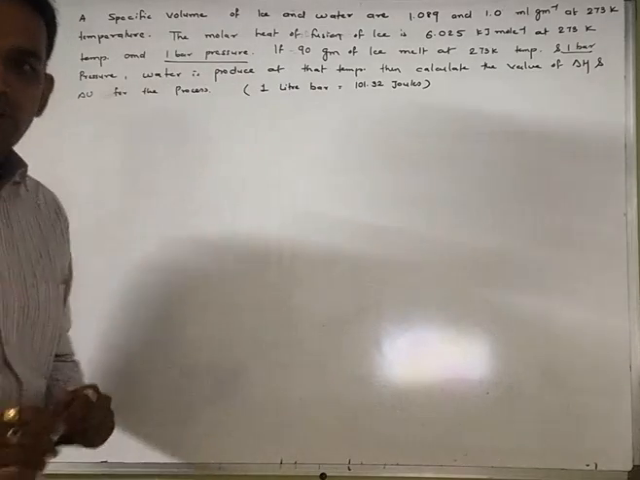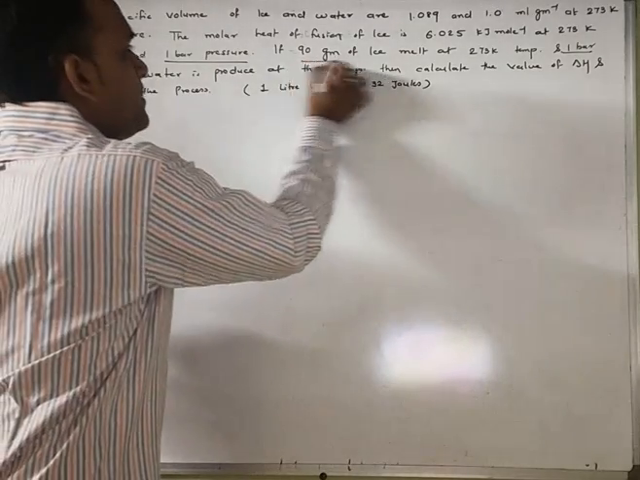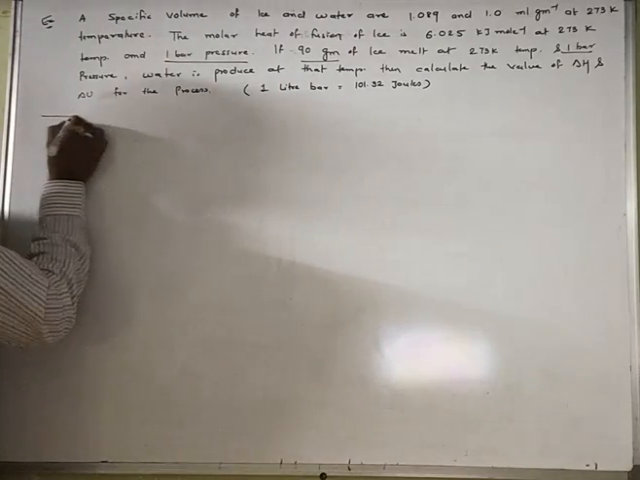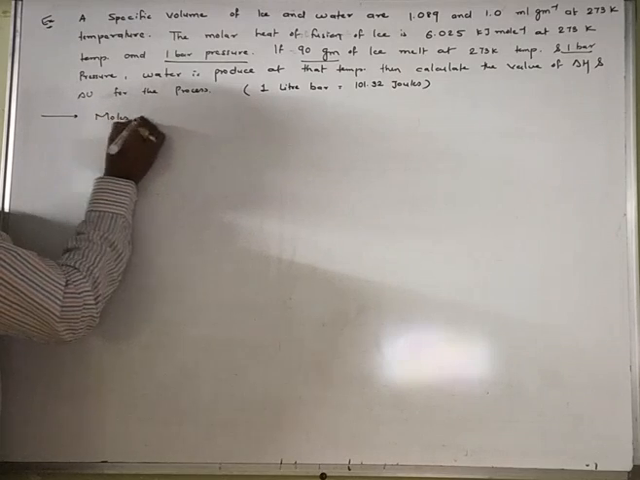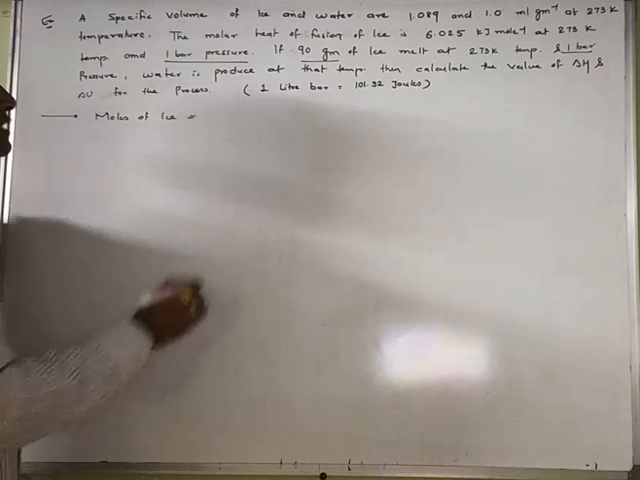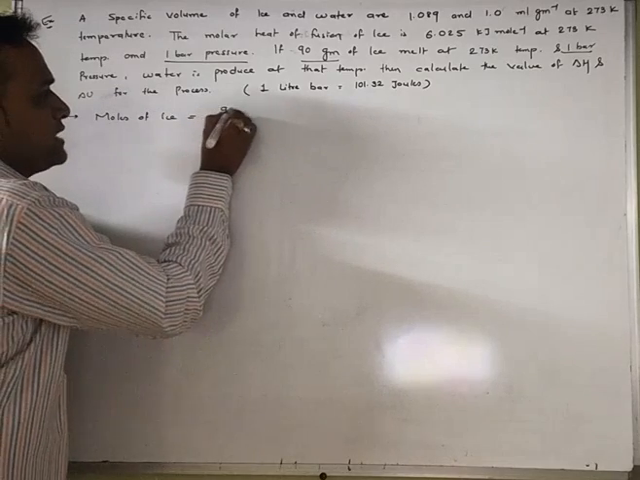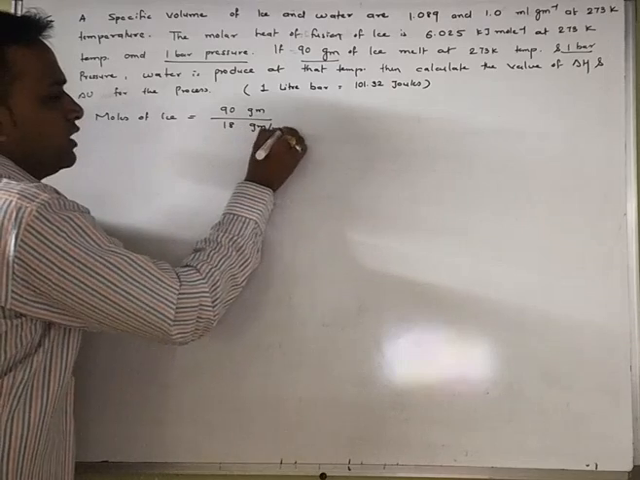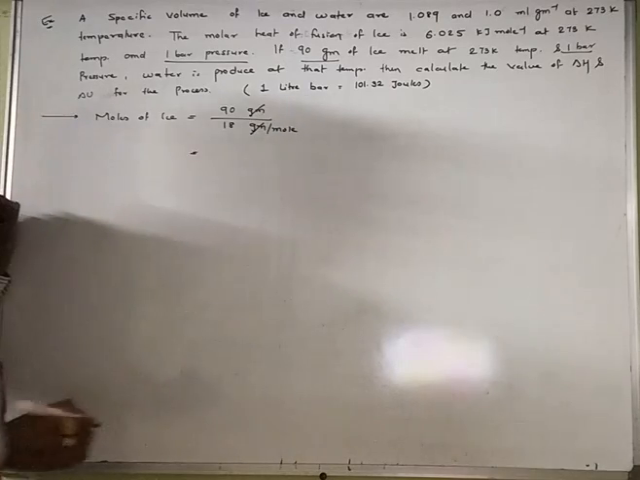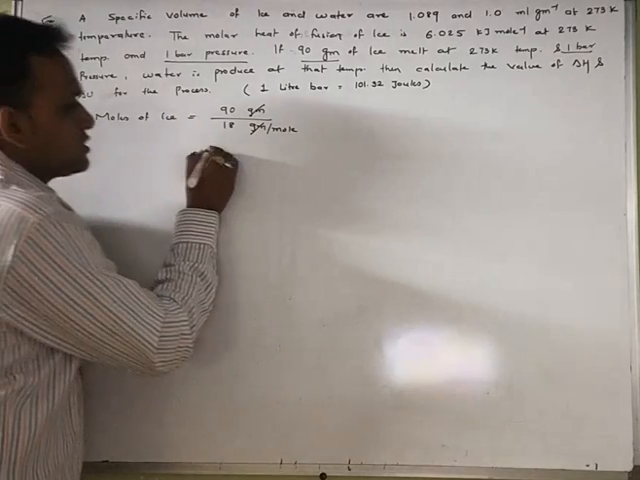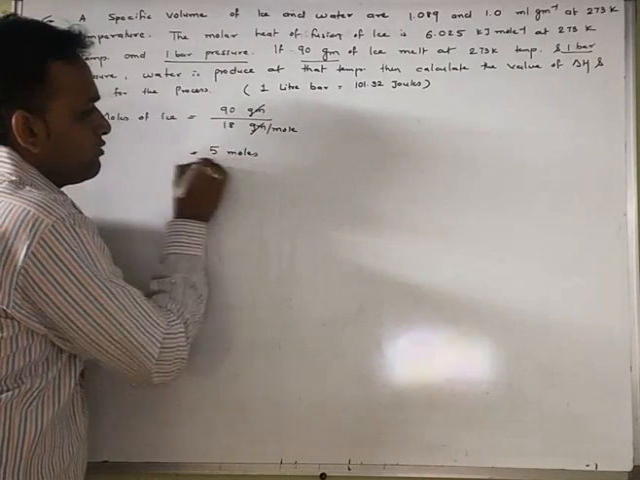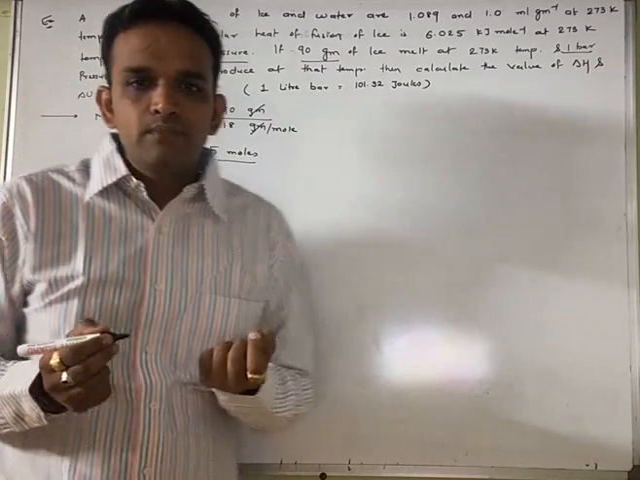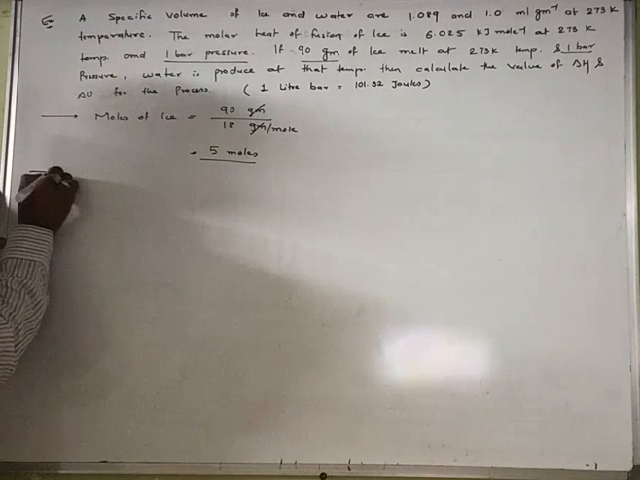So I can write down the moles of ice, and the mass of ice given here is 90 gram. So first find out the moles of ice. Moles of ice is equal to mass, 90 gram, divided by the molecular mass, which is 18 gram per mole. Understand? So gram will cancel out, and you get 5 moles. Understand?